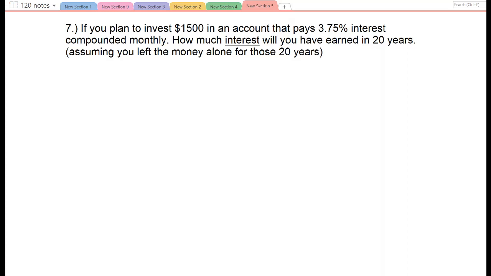So suppose you leave the money alone for 20 years. Again, you can't touch it. We want to know how much interest did you earn. So it's the same type of problem. We're looking for interest. All right, so we want to find interest.